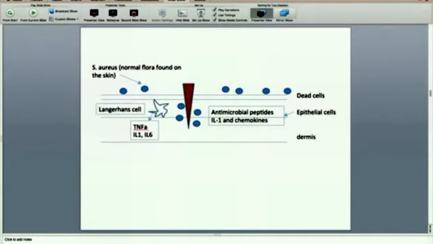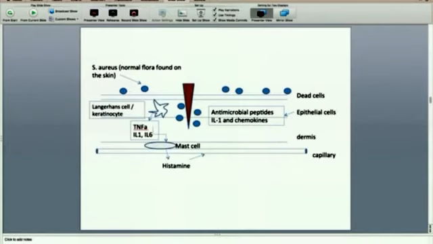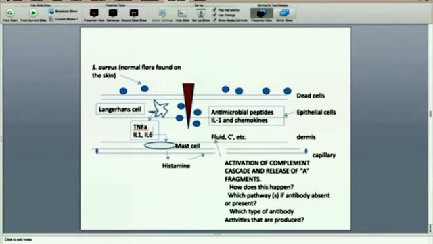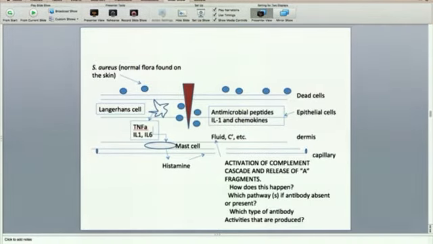It will also trigger a response from Langerhans cells, which are in the epithelial layer. And these are dendritic cells. And they will make the acute phase cytokines TNF-alpha, IL-1, and IL-6. These cytokines will then trigger the mast cell to release histamine, which will open up the vasculature, the capillaries, and fluid containing complement, etc., will leak out into the site. And then activation of the complement cascade.